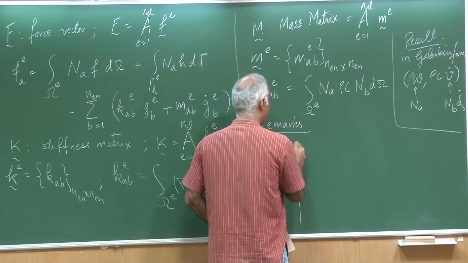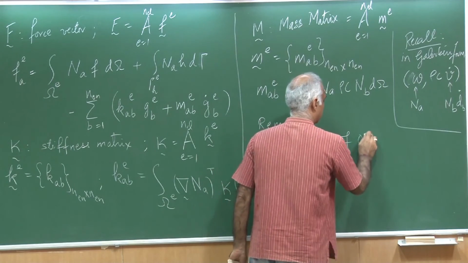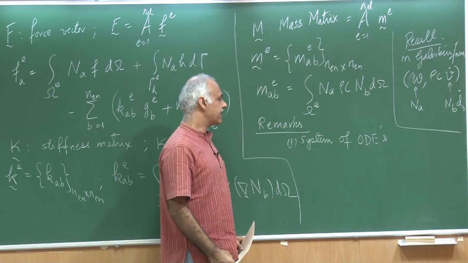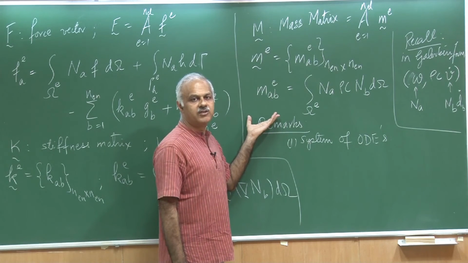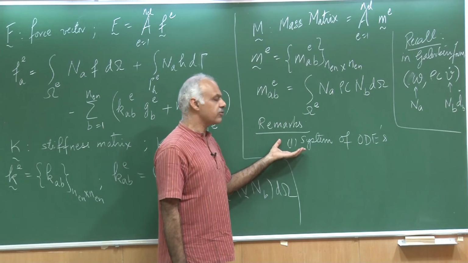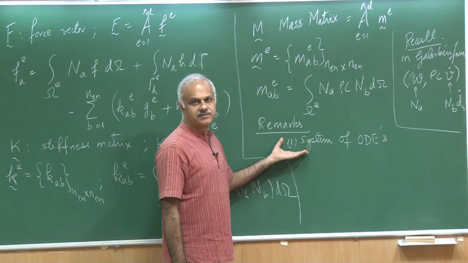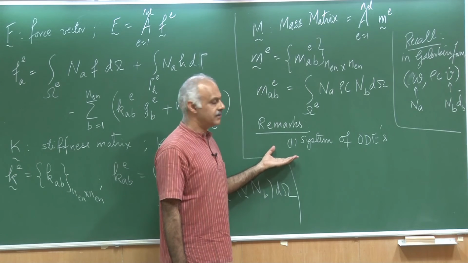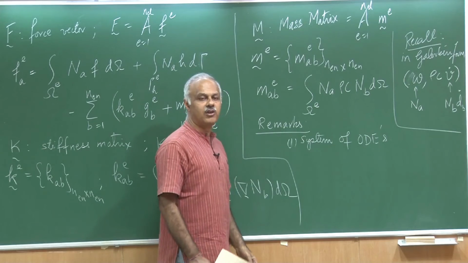So, we have a system of ODEs. In fact, these are first order ODEs. In the steady state problem, I had to solve K d equal to F, a system of algebraic equations. Now, I am left with a system of ODEs, and there are many ways to do that. Mind you, time is still continuous and space has been discretized. So, we are still dealing with a semi discrete form. So, the time dependence also has to be discretized, and that is how you would have to solve the ODEs.